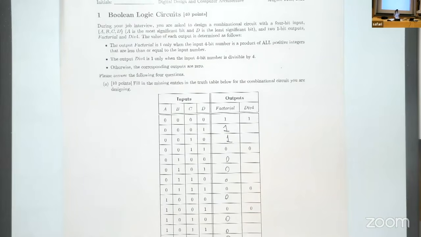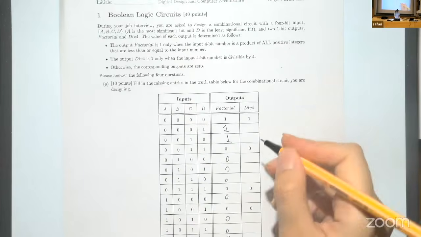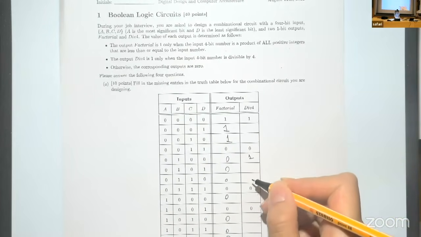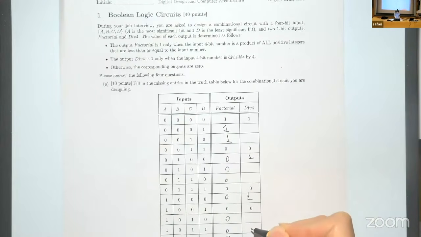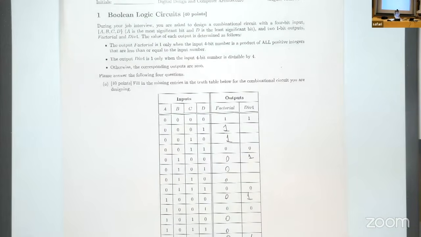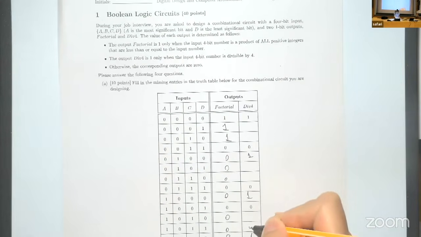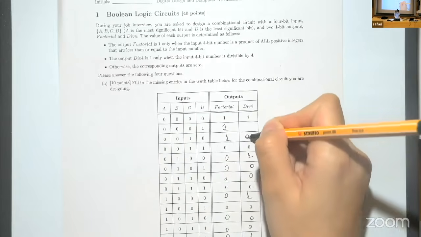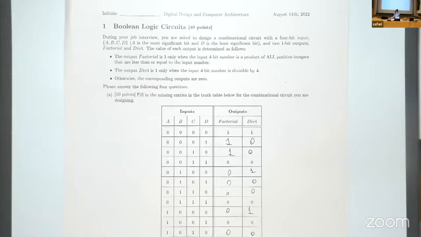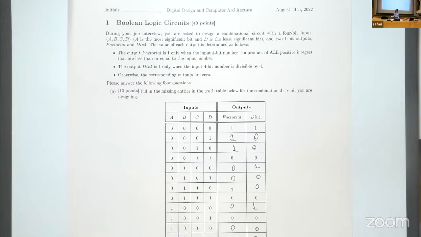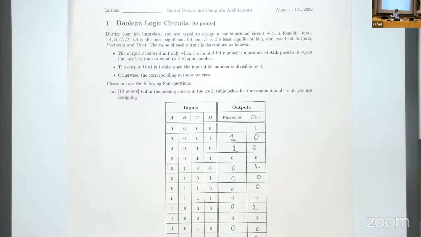And then the second output is called D4, which is only 1 when the input 4-bit number is divisible by 4. And this is only the case if the input number is 0, 4, 8, and 12, which is this. And all the other ones are 0. So I was a bit fast in that part because it's a simple task. But if you have any questions, we can go through that section. Otherwise, I will go through the other sections.